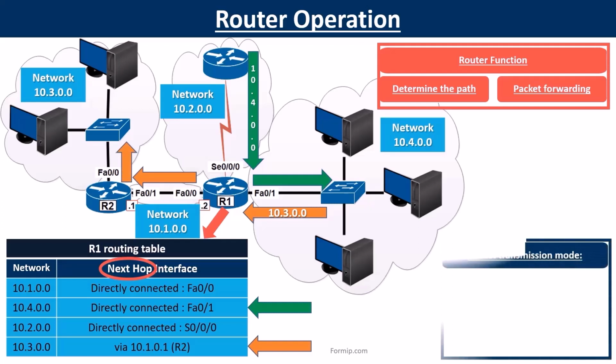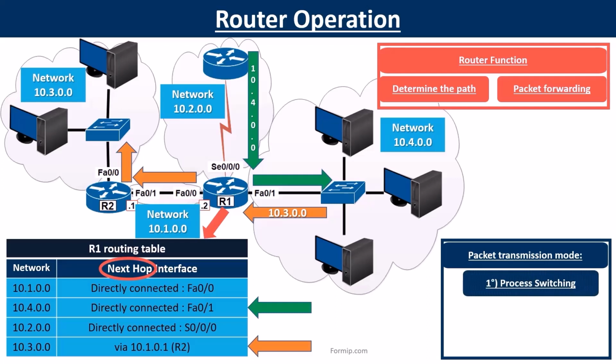Routers support three mechanisms for packet transmission. We have process switching, which is the oldest packet routing mechanism. Each packet requires a search in the routing table, which causes huge latency. Today, it is no longer used much, at least in recent networks.